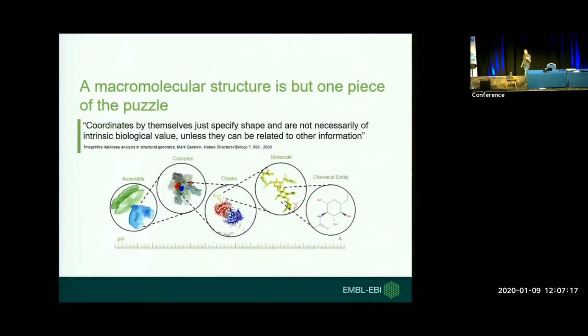So I guess the important bit to know, that all of you have realized here, is that the coordinates on themselves don't tell you anything. They're just a set of coordinates. The important bit is adding the biological context to this. It's the bit we do as the archive. So we want to relate them to each other. We want to say what the molecules are, what the chains, what the complexes, the assemblies, and all of this extra metadata that's required so that you can find the things you want.